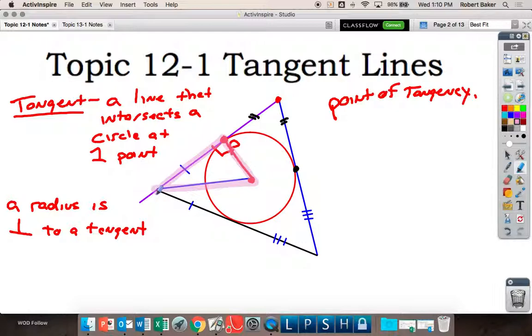What do we do with right triangles? A lot of stuff, don't we? It's gonna be fun. You ready? I'm having a good time.